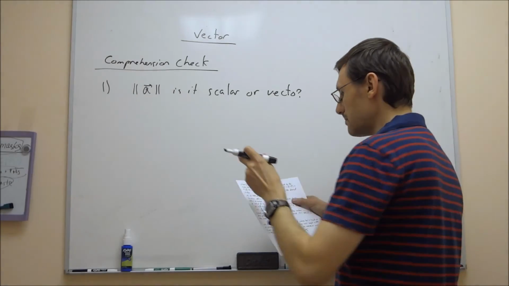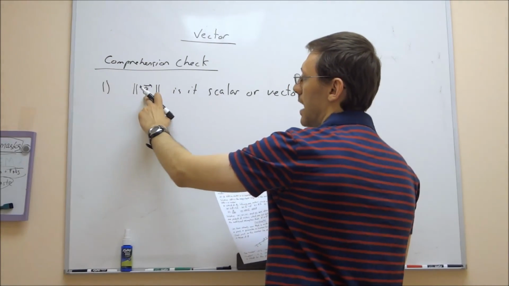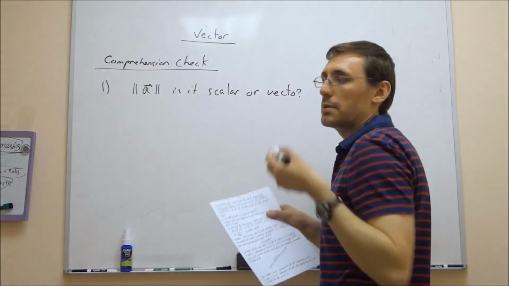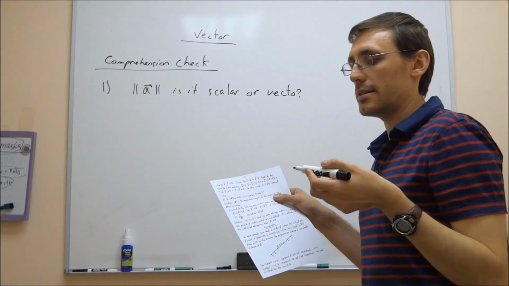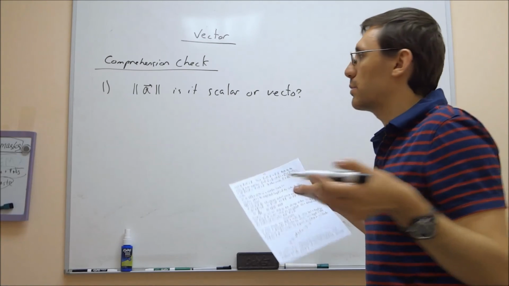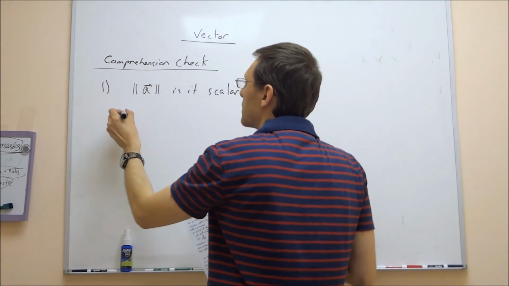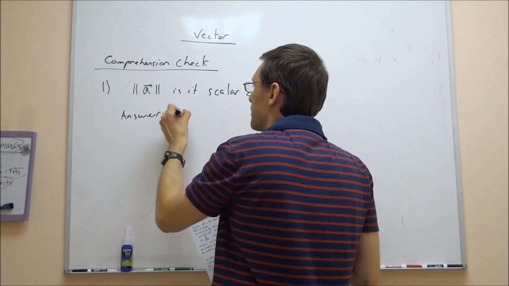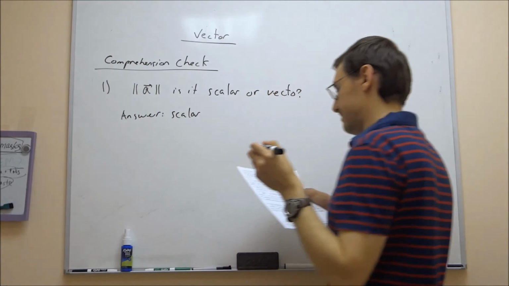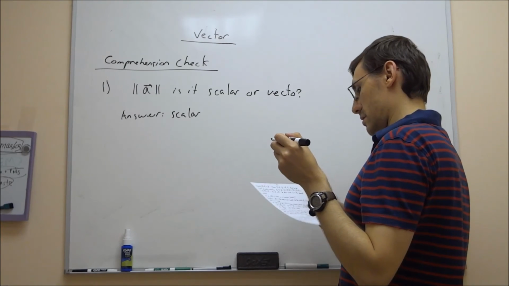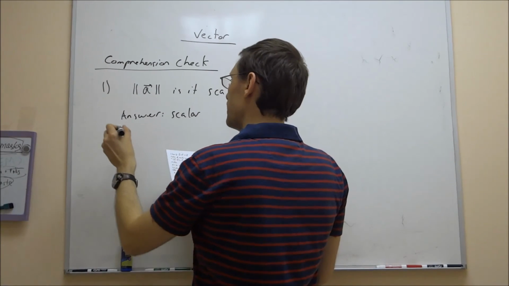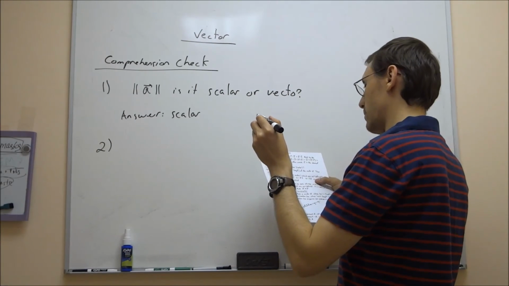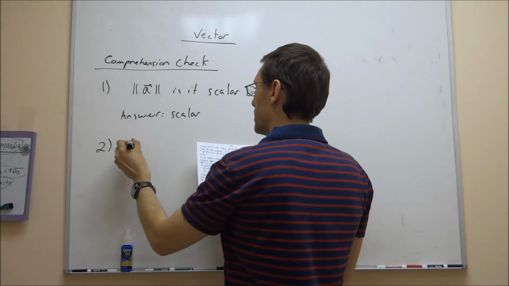Well, this A is a vector because of the arrow on top of it, but you take its magnitude. So the magnitude is its size, and the size is just a number, so that would be a scalar. So which of the following are vector or undefined?